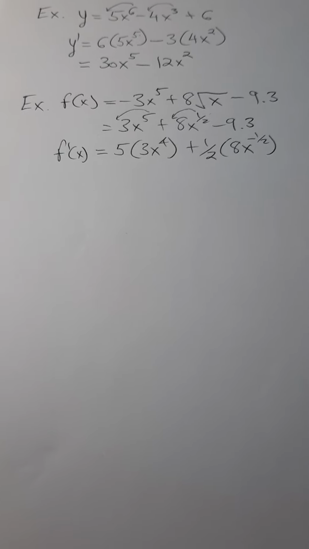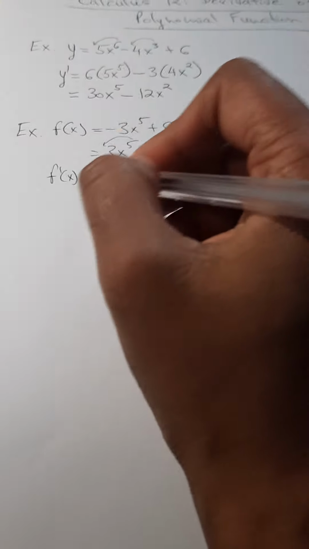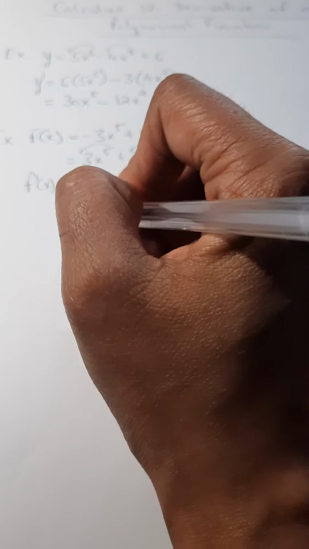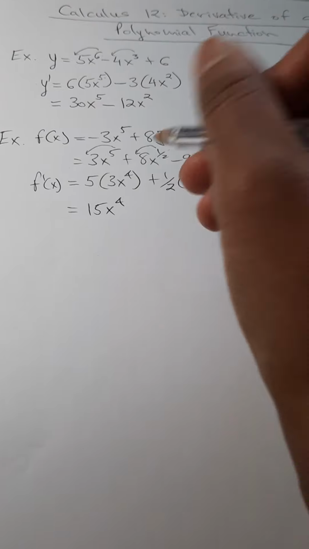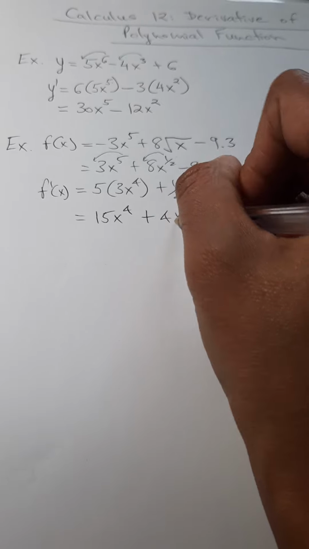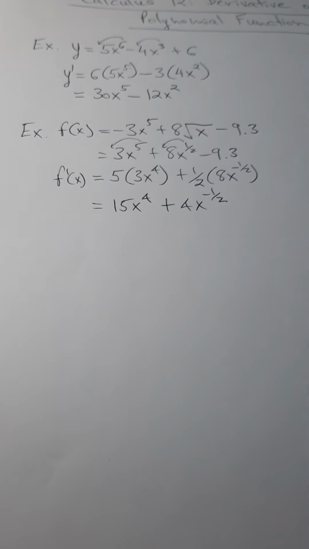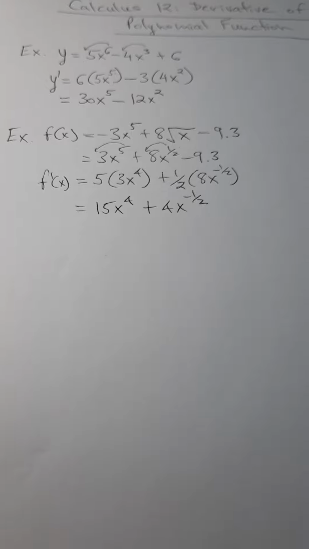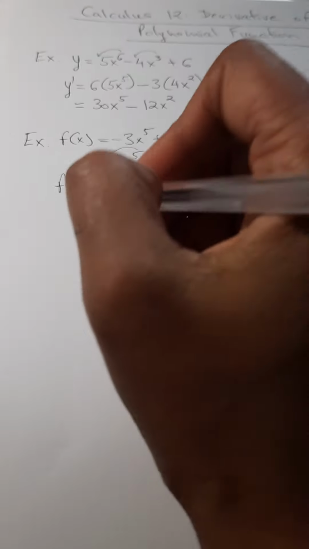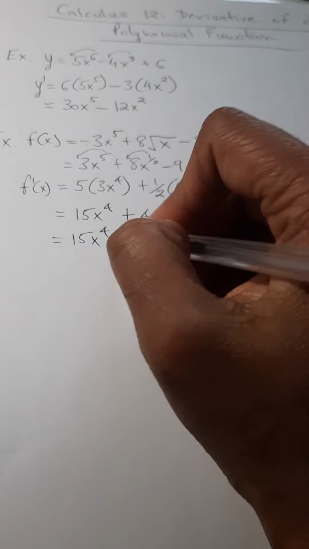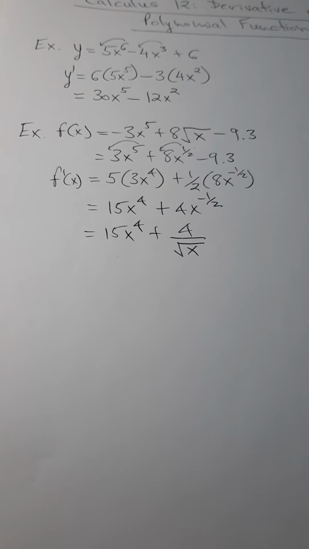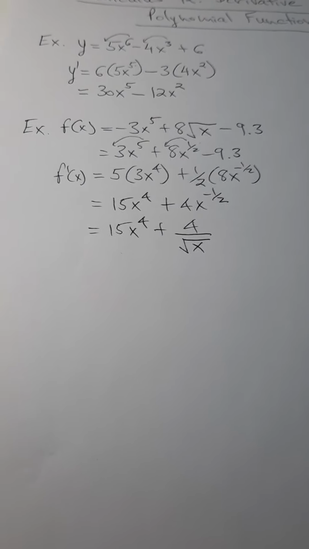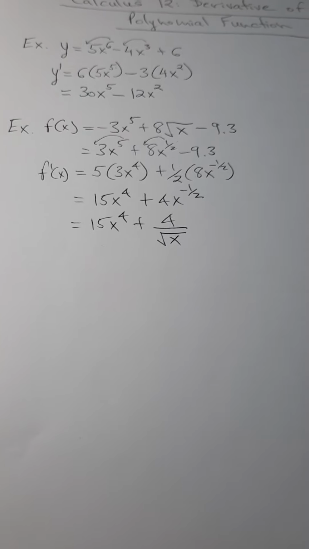Okay, and now you can just multiply the coefficients out. So we're doing 5 times 3, so 15x to the power of 4. This is 1/2 times 8. So plus 4x to the negative 1/2, like this. And again, don't leave these negative exponents. We're just going to take it to the bottom. So 15x to the power of 4 plus 4 over square root x. So notice at the end, I am changing it back into the radical form, and you can do that as well.